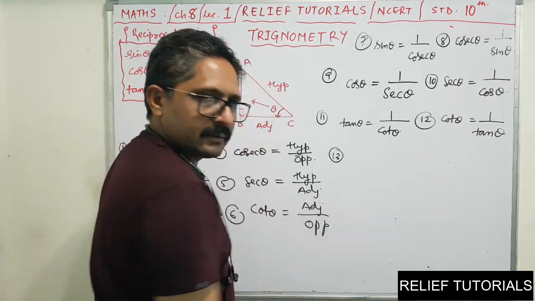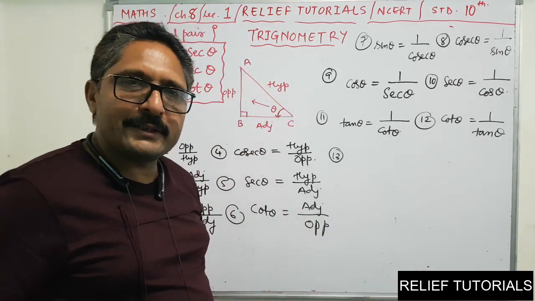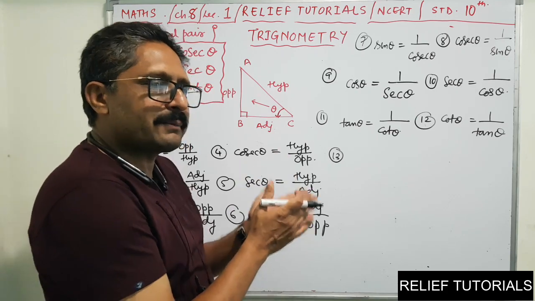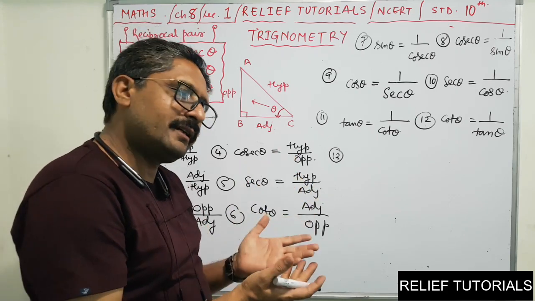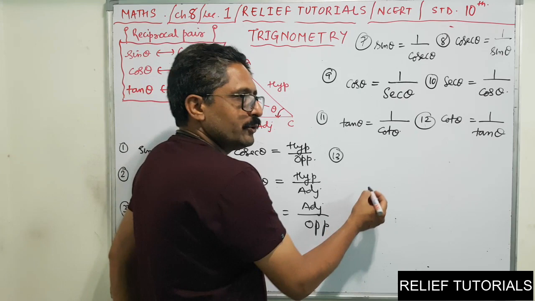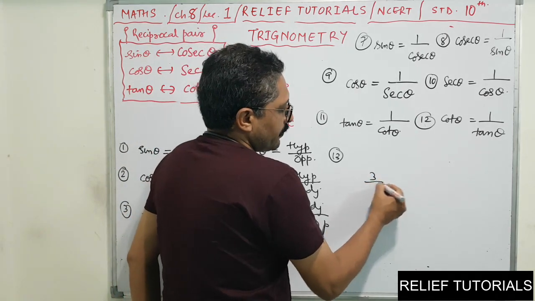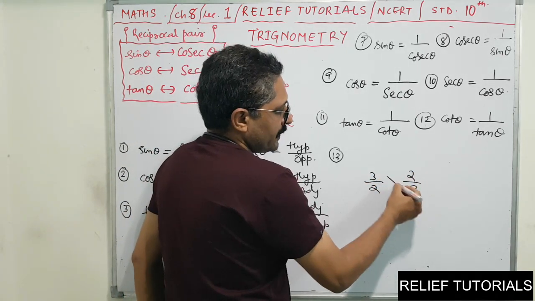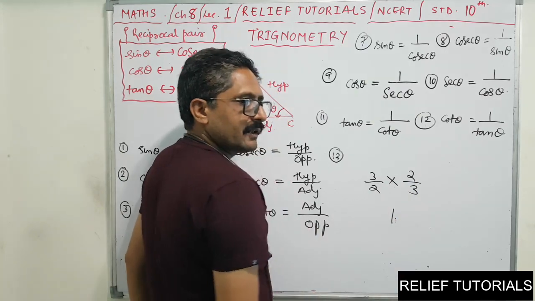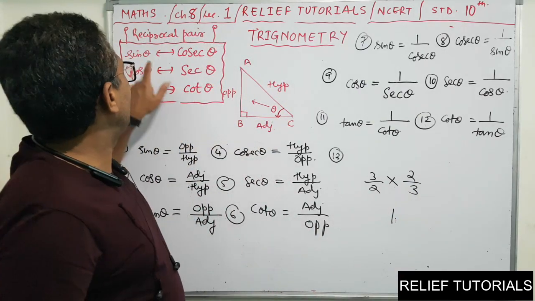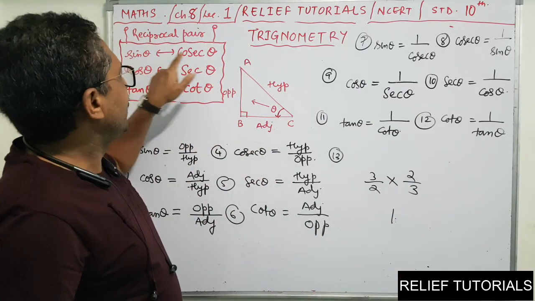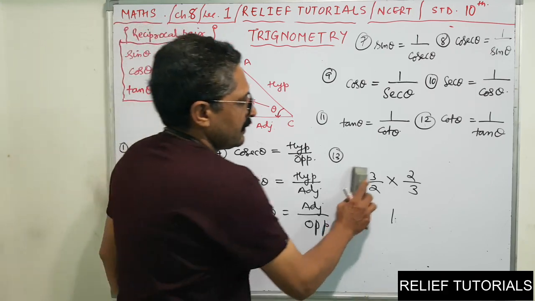Have you got it or not? In short, what I want to tell you is, when any number is multiplied with its reciprocal, naturally the answer will be 1. Just as I have told you here. See, 3 upon 2, its reciprocal is 2 upon 3. When you multiply these two, the answer will be 1. Similarly, here we have sin, and here we have cosec.